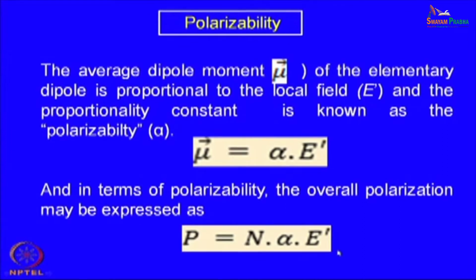So, this is the dipole moment for each elementary dipole, and these are the number of dipoles per unit volume. So, once again, in another way, P can be expressed in terms of the polarizability, another material parameter of any particular material.